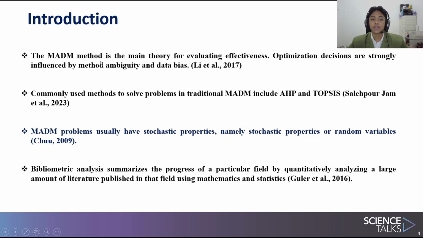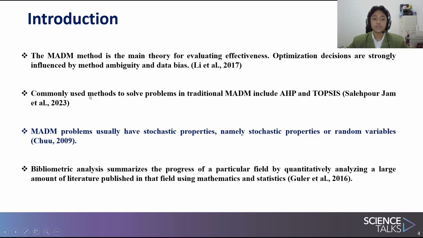The first point is that the MADM method is the main theory for evaluating effectiveness. Optimization decisions are strongly influenced by method ambiguity and data bias. MADM is a problem that often occurs in the field of decision making, which is full of doubt and uncertainty. The probabilistic doubly uncertain fuzzy set, which is a new extension of the fuzzy set, has the ability to convey fuzzy information and uncertainty in MADM problems in a more complete and comprehensive manner.